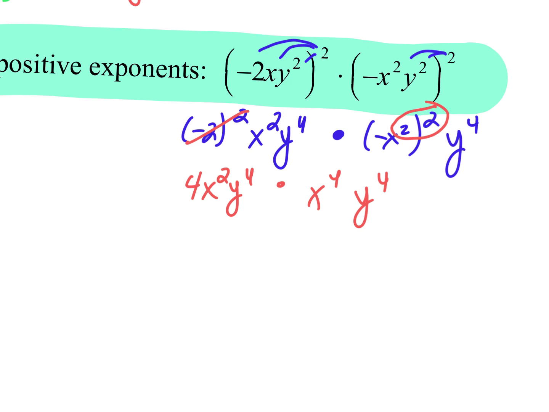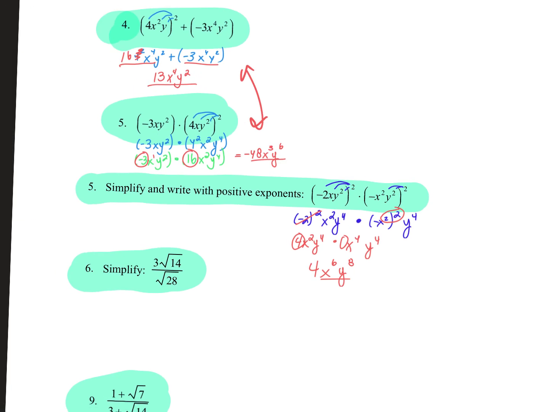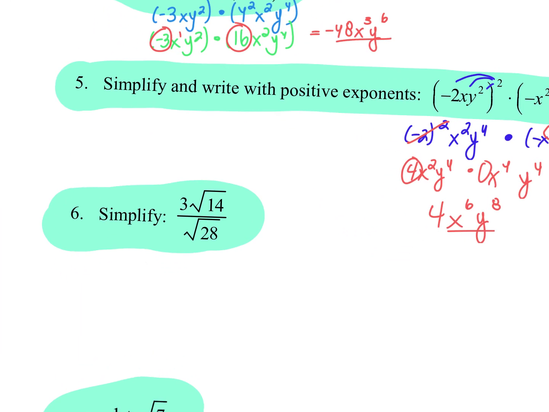So then I take my coefficients and I say 4 times 1 is 4. Since I am multiplying same bases, I rewrite my base and do what to my exponents? Good. So I have 6 and then y to the 8th. Great job. All right, I know I'm going quickly. I just want to make sure I hit everything.